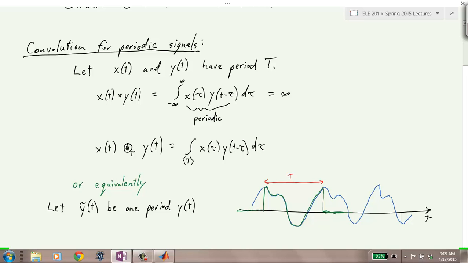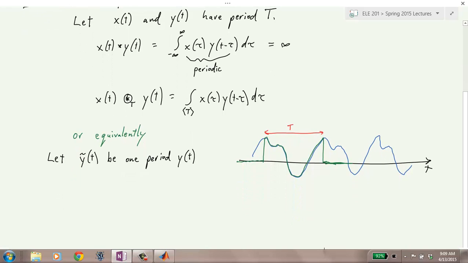Now if you did a convolution of y tilde with x, so x of t convolved with y tilde of t, that is actually going to be exactly equal to our circular convolution above. So that's one way to think of circular convolution. It's just that one of them has been reduced to a single period. And now it's regular convolution.